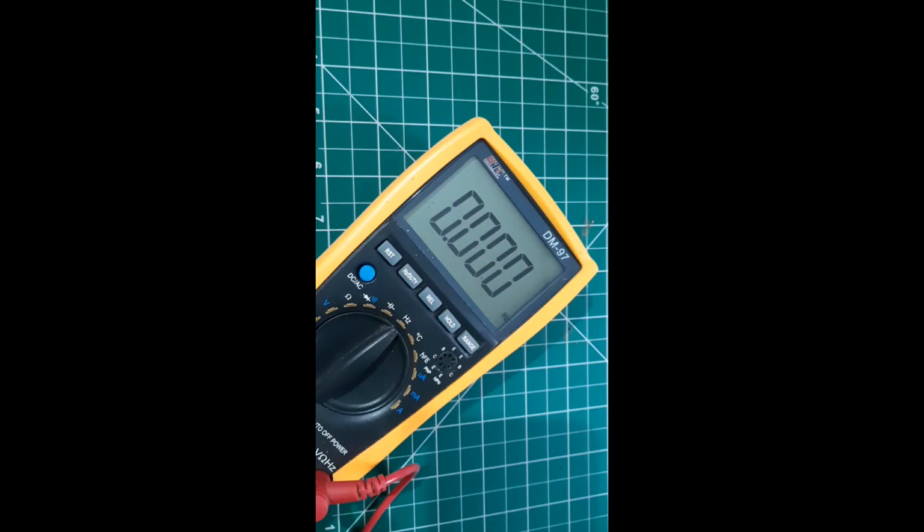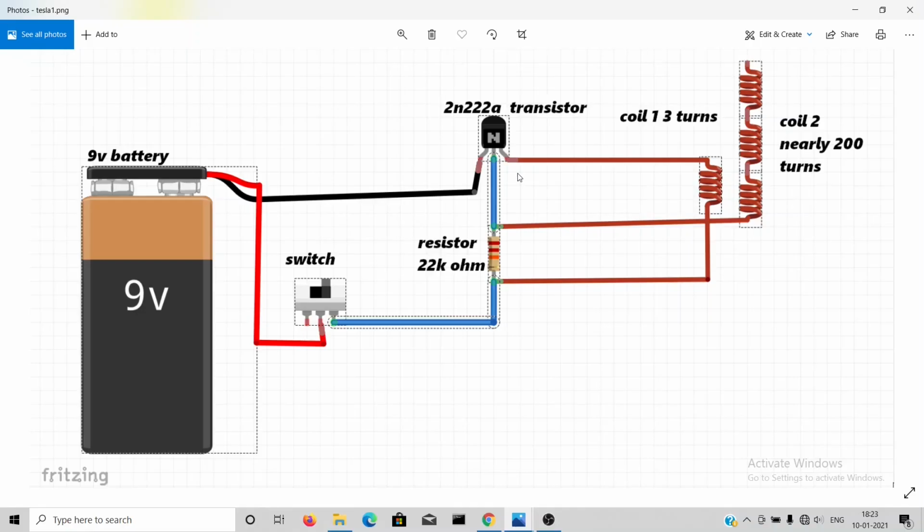I measured the frequency using my multimeter and it shows nearly 8 MHz. The high voltage is due to the turns ratio of the primary and the secondary coils. By transformer equation, if the primary coil has 3 turns and the secondary coil has 300 turns, then the voltage through the secondary coil is 100 times the voltage through the primary.